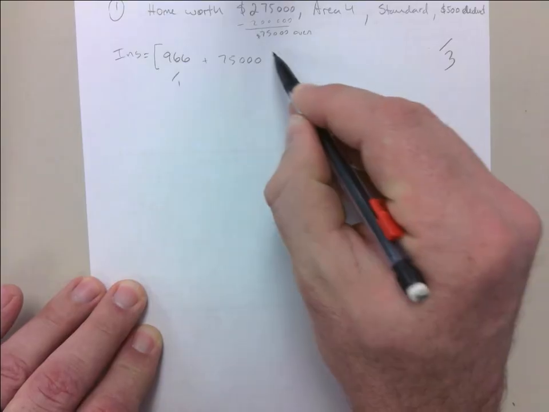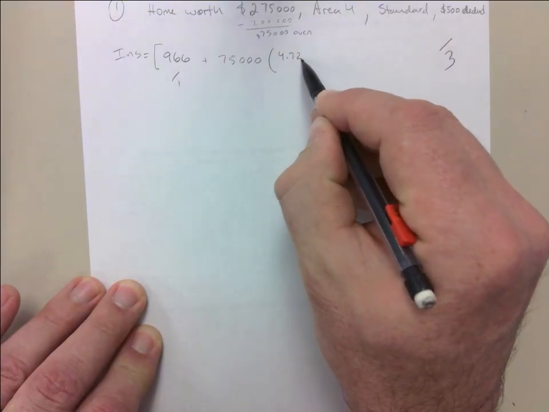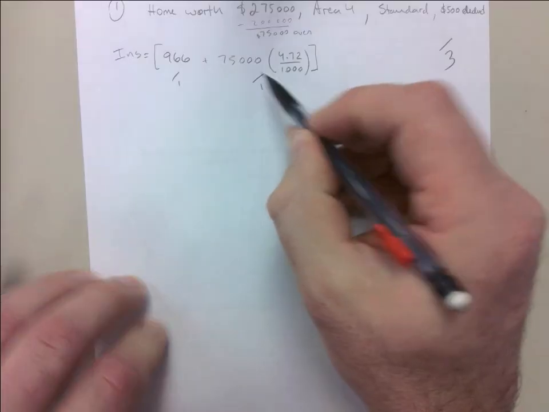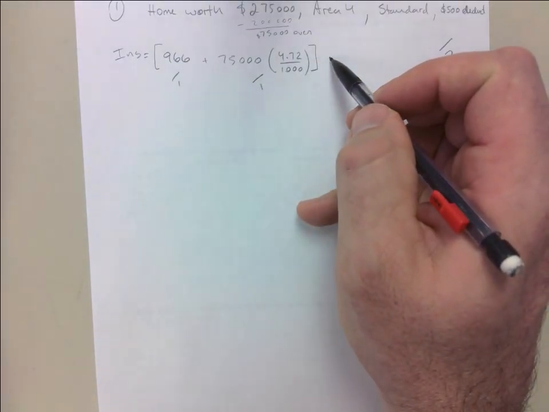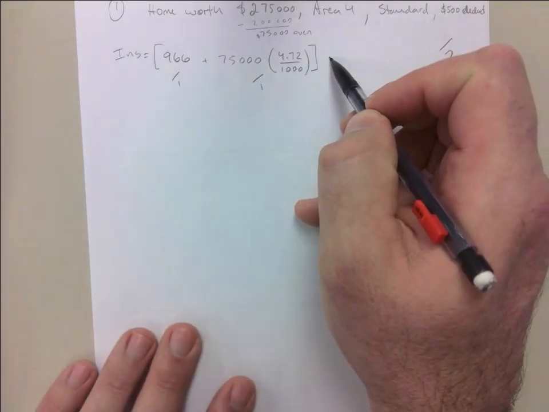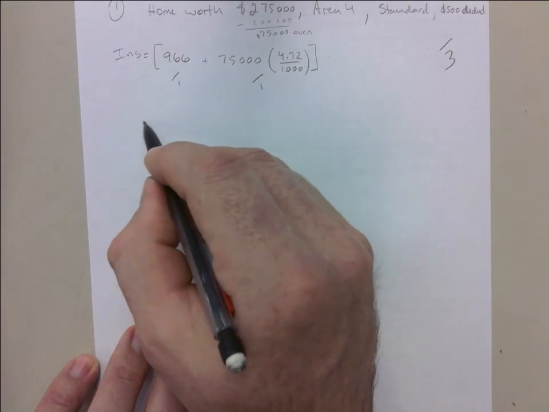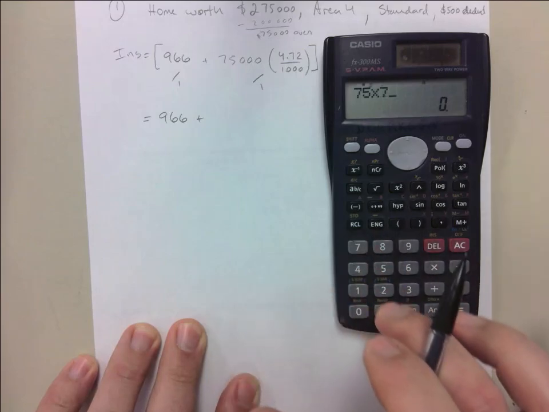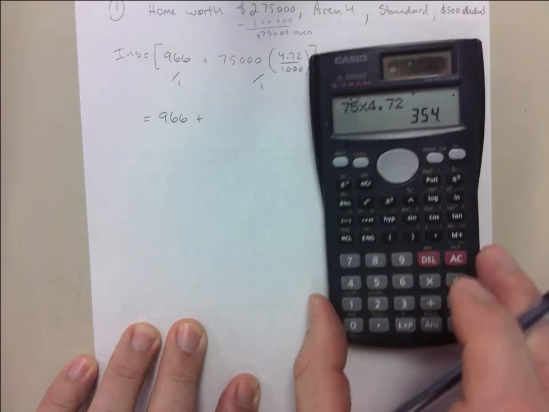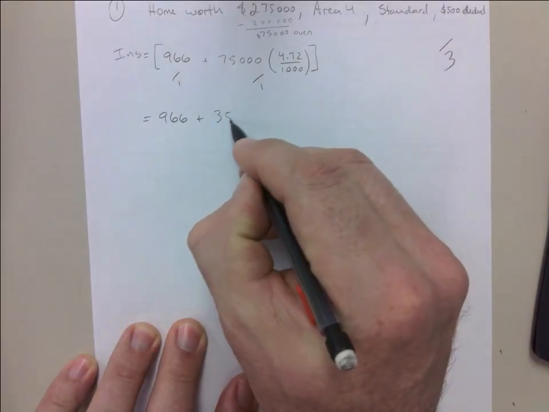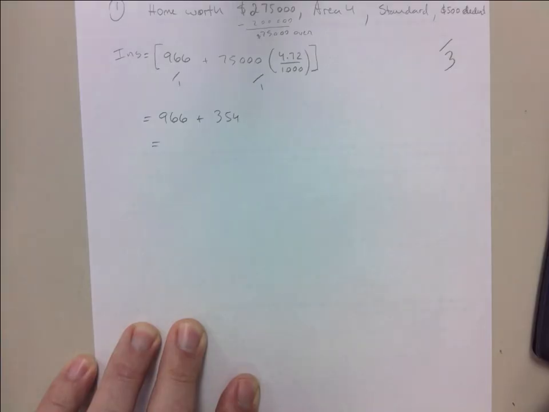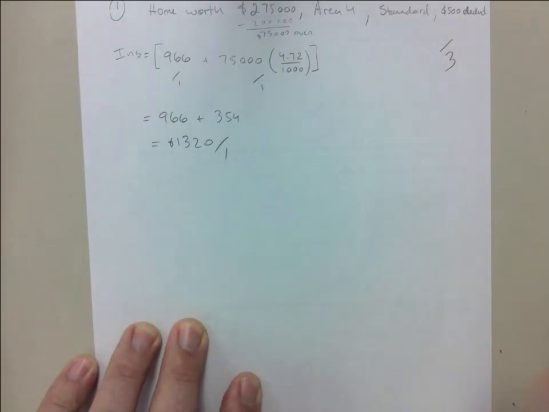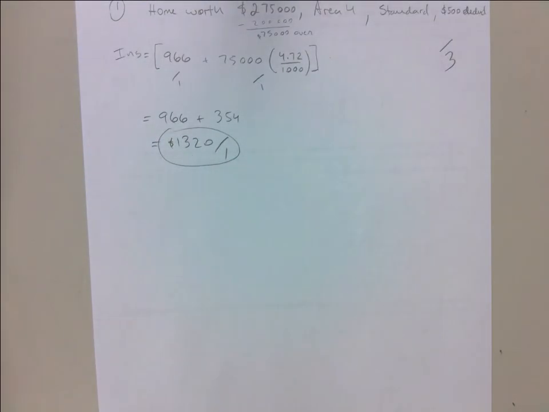We're paying extra, and in this case it's $472 for every $1,000. You get a mark for this showing up. I don't need to multiply by 1.10 because it's a $500 deductible, so that is not required. So you're going to get the other mark just for cleaning this up. So it's 354. You add them up. That is 1320. So you get another mark for the 1320 right there.